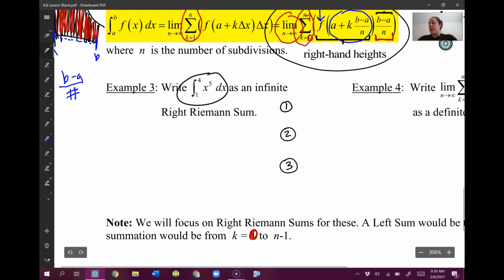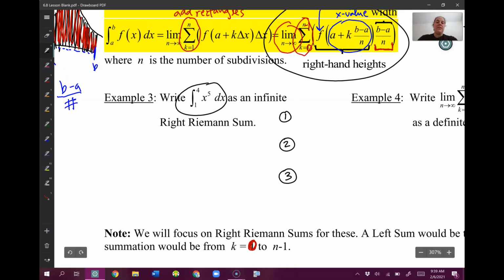The first one is finding this width. So this b minus a. So b is your upper limit, 4 minus, here, let's see. Let's label this a little better. Step 1 is the width, b minus a over n. So this is going to be 4 minus 1 over n. N stays, because remember, n is how many rectangles we have, and we don't know. We actually want infinity rectangles, so we're not going to mess with that n. So that's step 1.